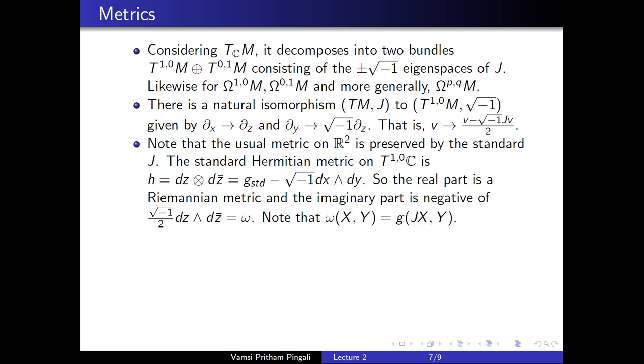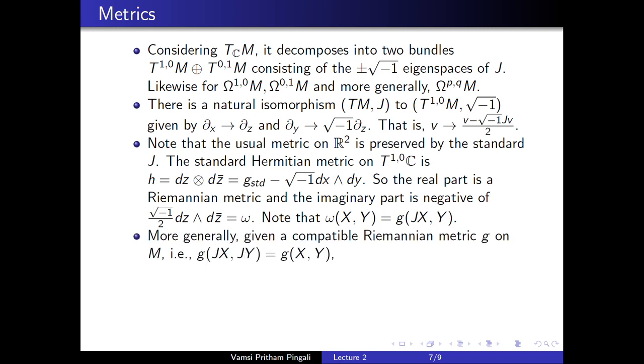And notice this 2 form is very special. If you take any 2 vectors, x and y, this 2 form is simply g acting on Jx comma y. Why is that so? Please do this as an exercise. It's fairly trivial. So now we define the notion of a compatible Riemannian metric on M.